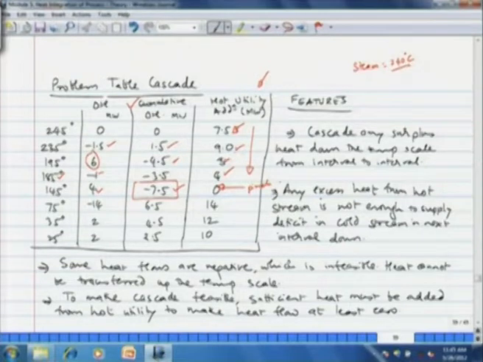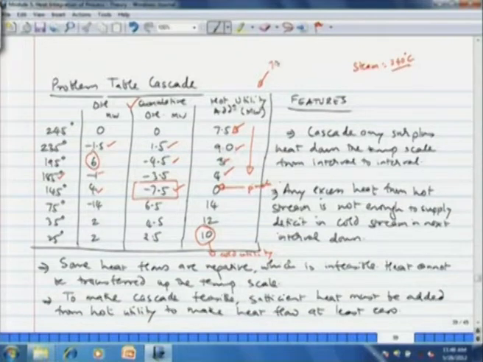temperature. Net heat flow becomes 0 here, and thereafter we have 14 megawatts of surplus heat which can take care of the 4 megawatt of heat requirement in the next two temperature intervals, 2 plus 2, total 4 megawatt of heat, and finally we are left with 10 megawatts of surplus heat which needs to be rejected to the cold utility. So thus the problem table algorithm has given us the answer that we are seeking for.